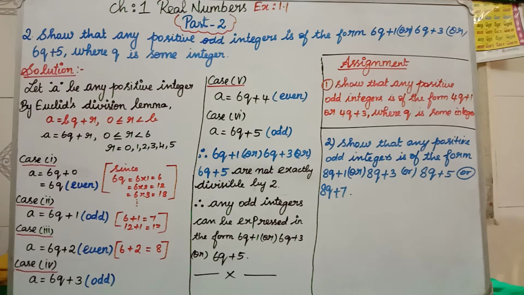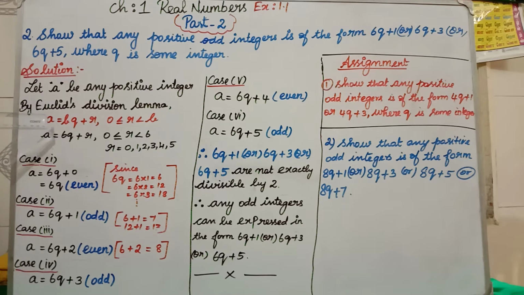Okay, then the second step is: by using Euclid's division lemma. What does Euclid's division lemma say? a equals bq plus r, where 0 is less than or equal to r, less than b. a means dividend, b means divisor, q is quotient, plus remainder. That is, dividend is equal to divisor into quotient plus remainder. What does the condition 0 less than or equal to r less than b mean? The remainder should be greater than or equal to 0, and it should be less than the divisor. That is the condition here.